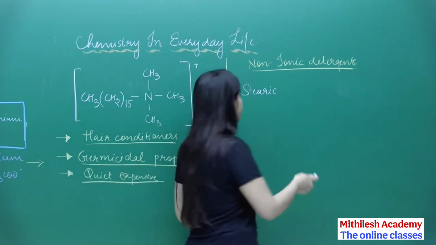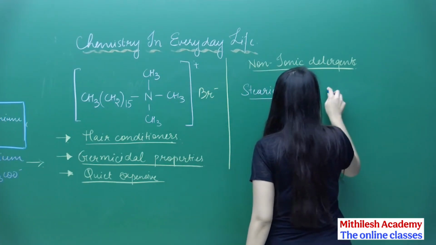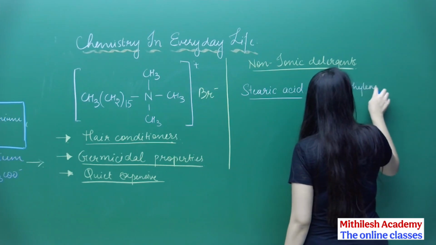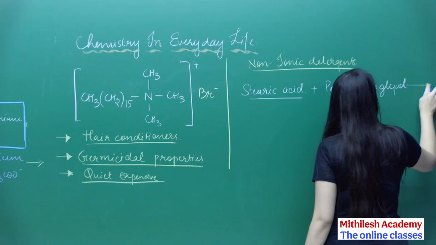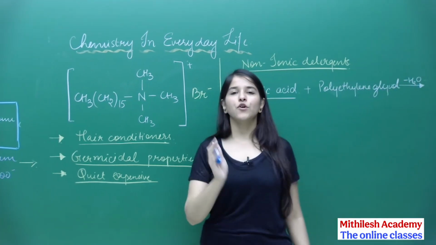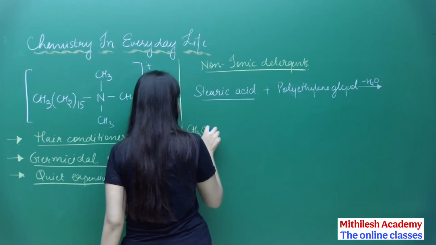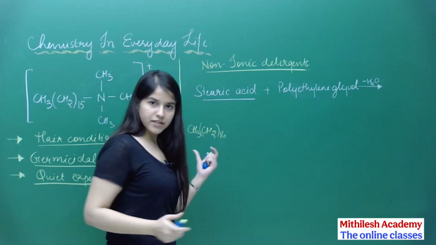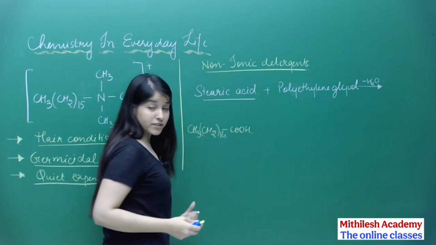So, I need to draw that. Stearic acid plus what? Polyethylene glycol. And I need to condense the two, minus water, and we form the non-ionic detergent in this case. The stearic acid is taken in total 17 carbons over here and COOH. So that is what the stearic acid is.